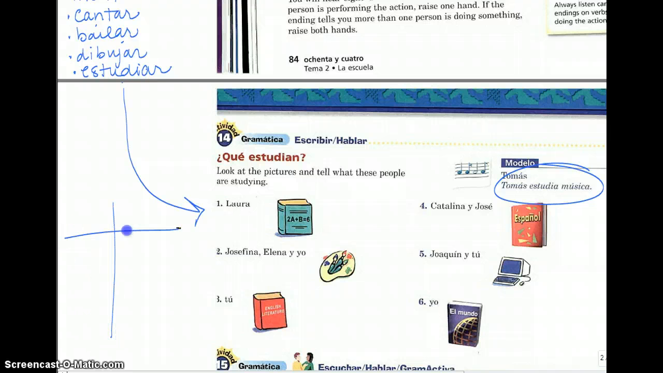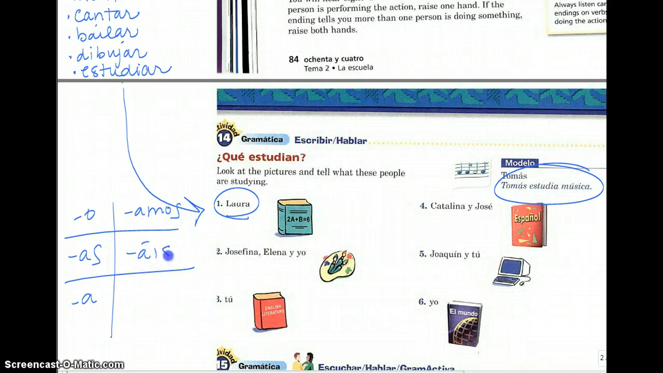Remember, when you're conjugating, you have to find the subject pronoun and then match it with the box that fits the ending. So, Laura could be ella, and ella would go down here in this box. So your sentence would be, Laura estudia matemáticas.